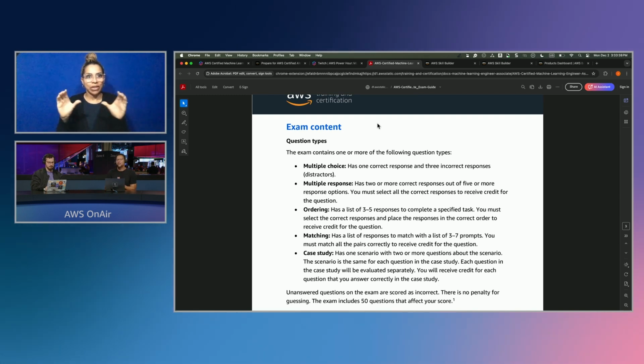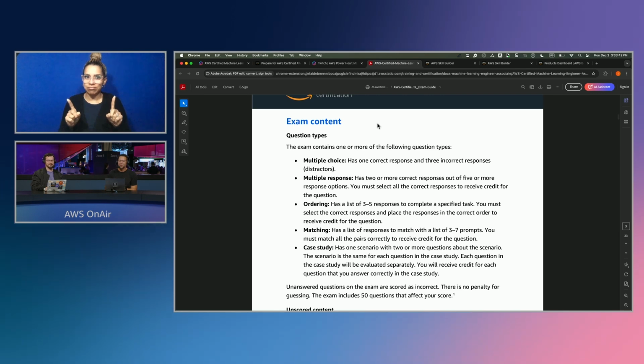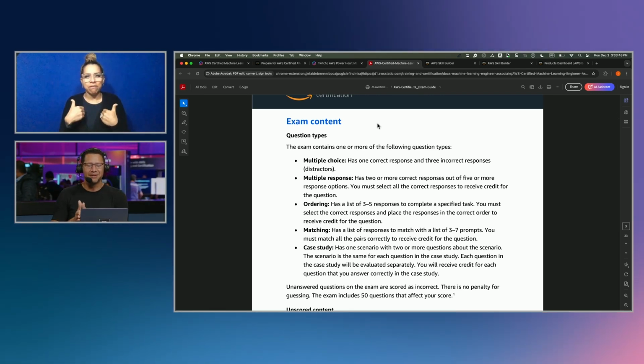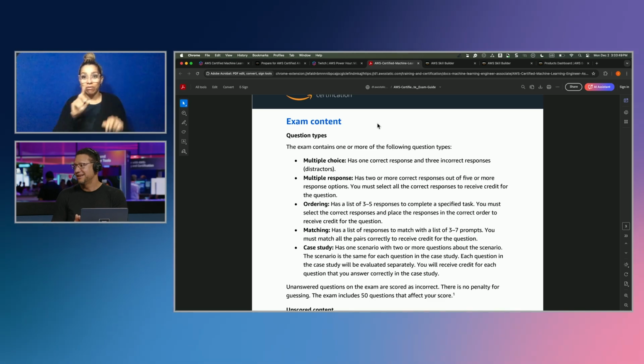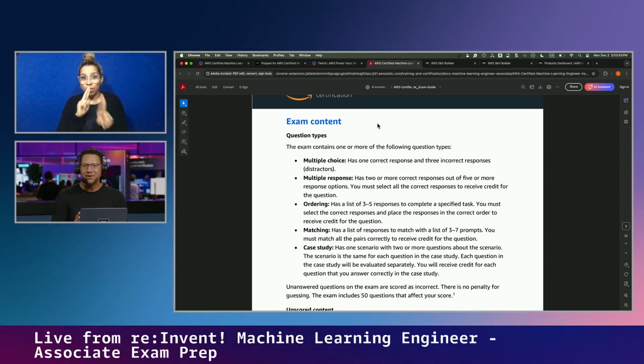However, the new ones are fun. I actually have a lot of fun answering them. So there's the ordering, which has a list of 3 to 5 responses. You can see it here on the screen. And then you put them in order to complete a specified task. Now, there's matching, which has a list of responses to match to 3 to 7 prompts. Those two are great.